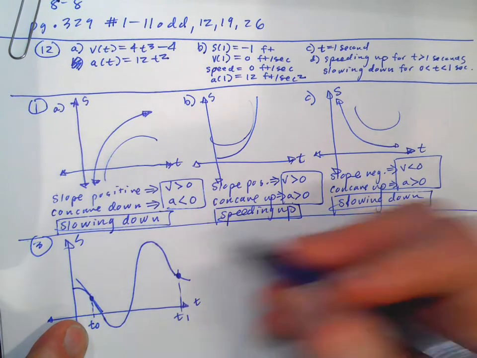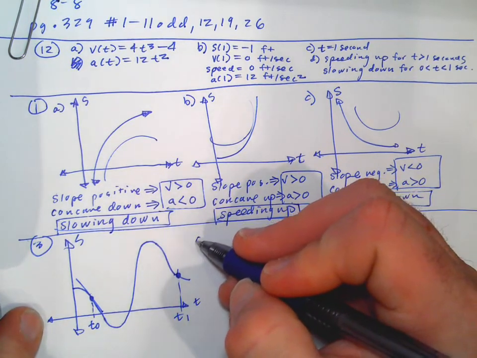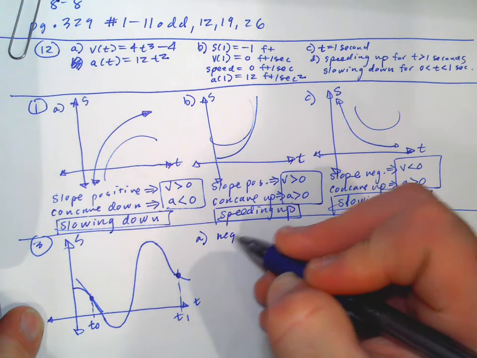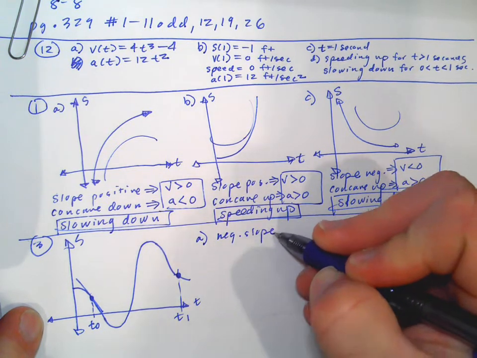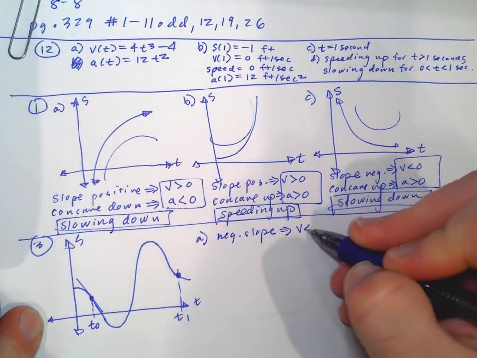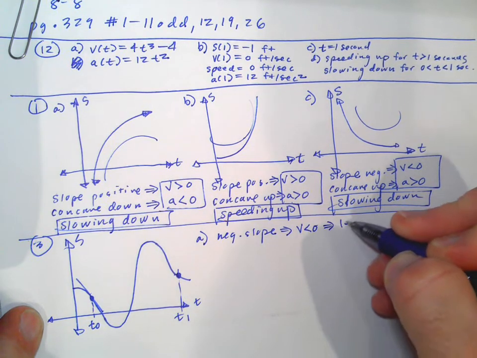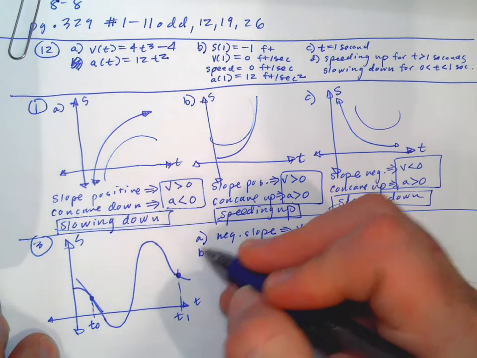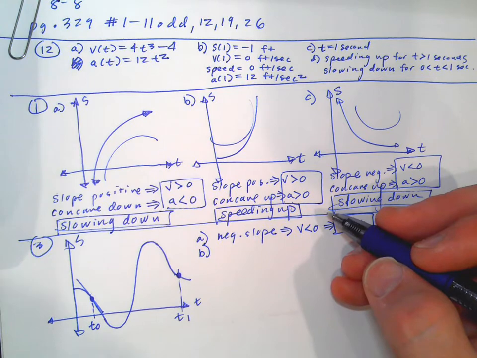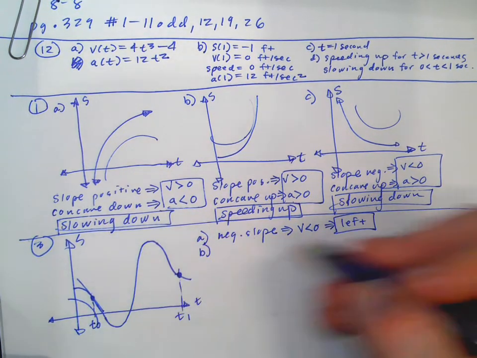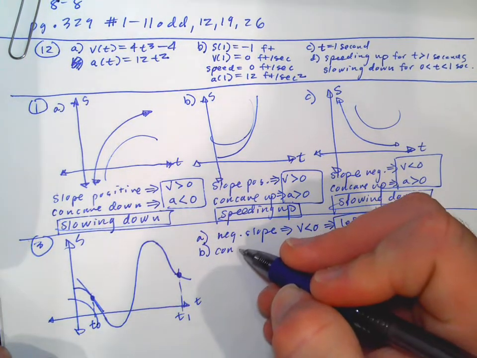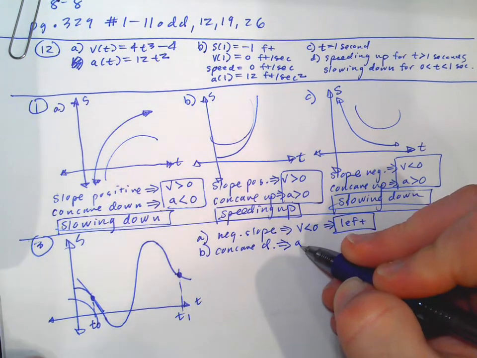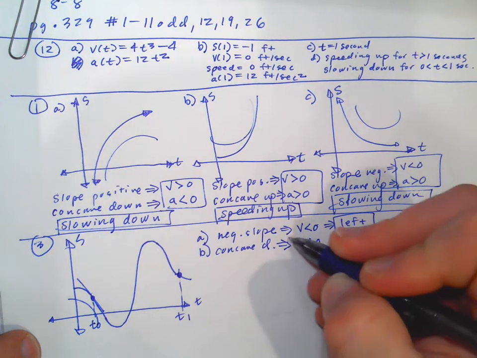Okay. So A says, is the particle moving left or right at time 0? Well, the slope of the curve is negative, so it is moving to the left. So negative slope gives you negative velocity, which means that the particle is moving to the left. B, is acceleration positive or negative at time sub-0? So it is concave down, so that means acceleration is negative.